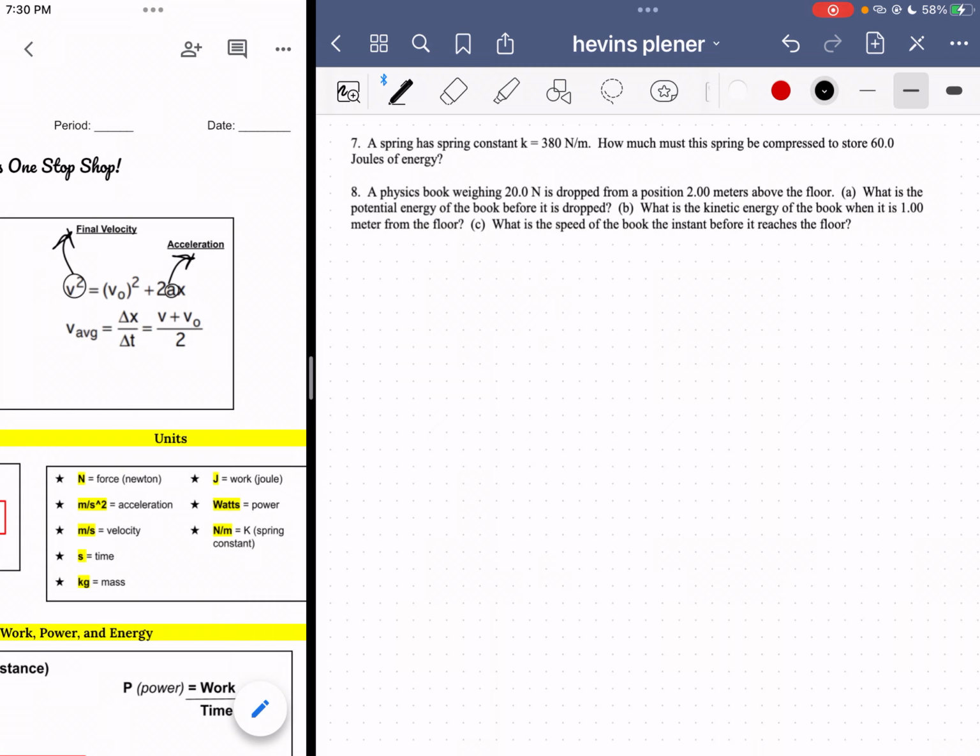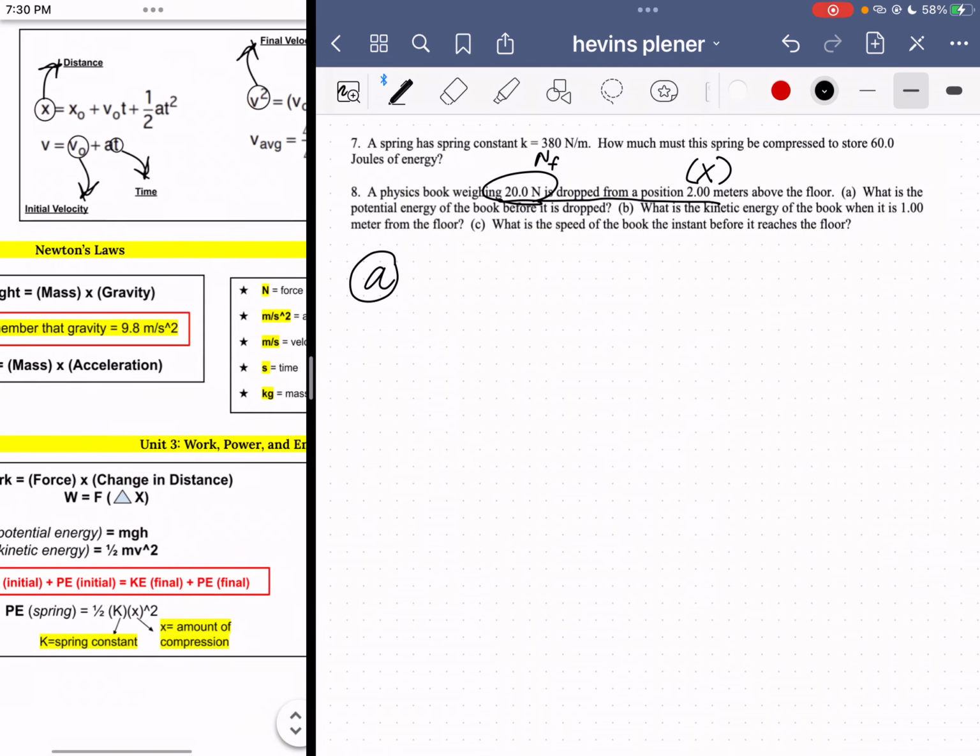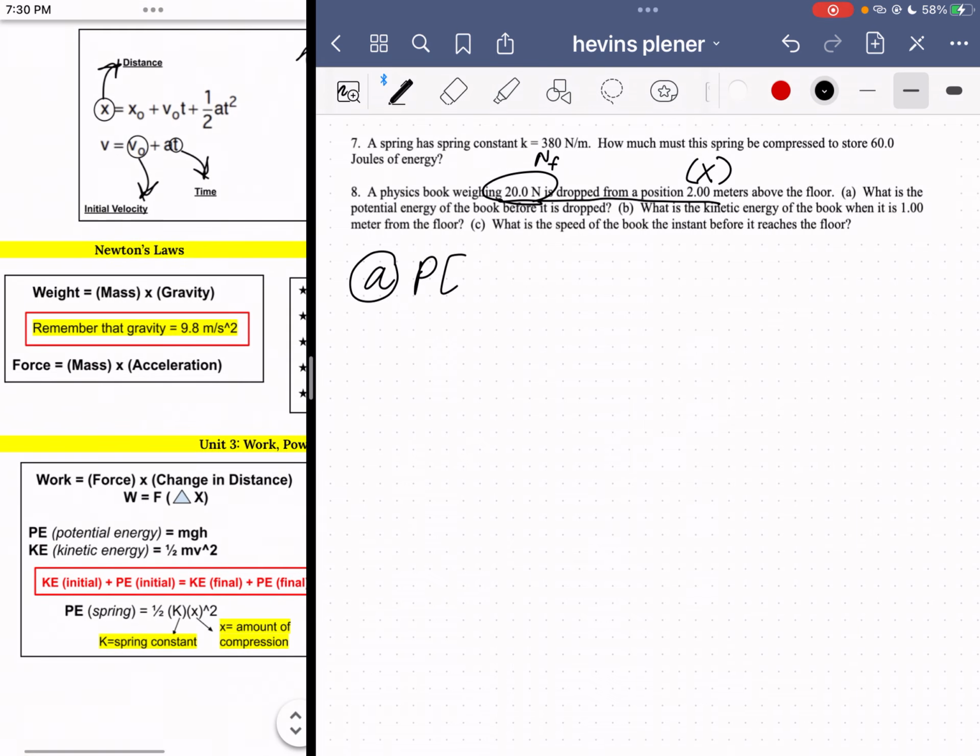A physics book weighing 20 newtons is dropped from a position 2 meters from the floor. Meters, you know, is x. 20 newtons is the normal force. What is the potential energy of the book before it is dropped? If you look at your one-stop shop, potential energy, the formula is mgh: mass times gravity times height.